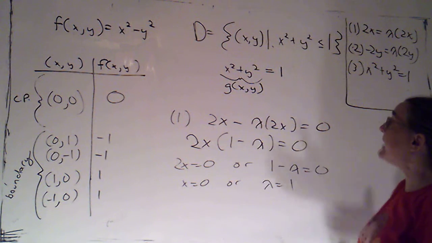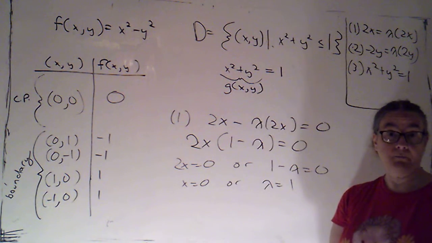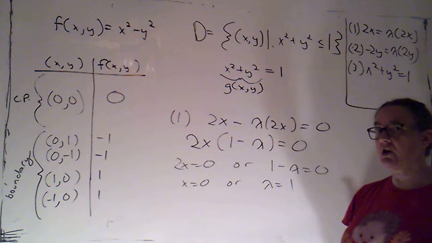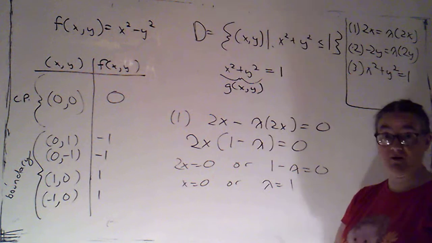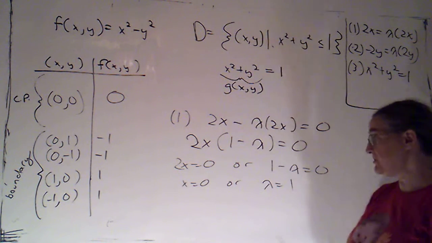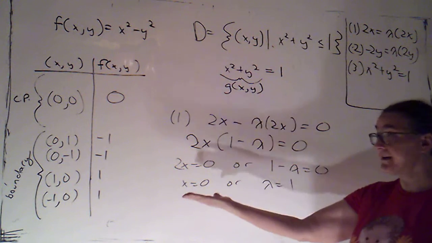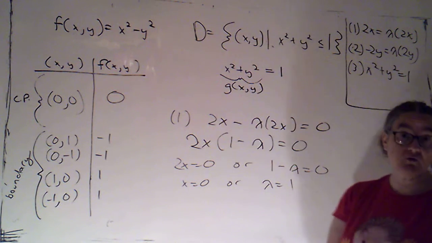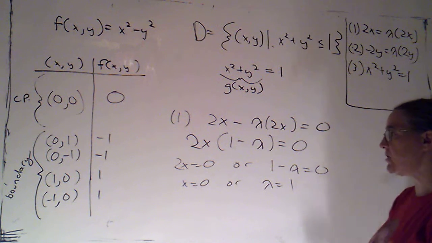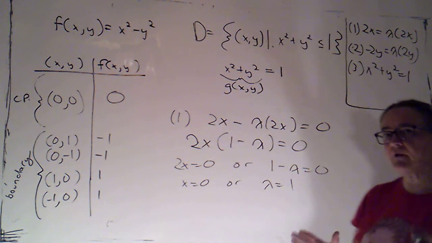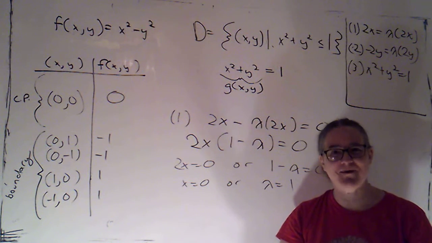Now, to make equation 1 true, one of these things has to be true. So if you took this approach, you only have to consider 2 cases. Case 1, x is 0. Case 2, lambda is 1. Totally fine. I did 3 cases. Here's a way that you could do 2 cases. But what you need to do, if you're going to do it that way, is write down your case and then within each case work through all of the equations.